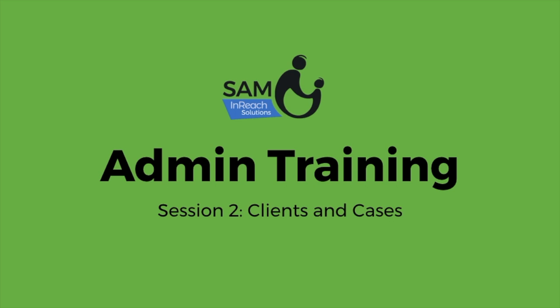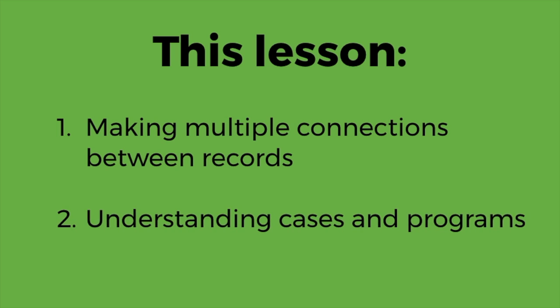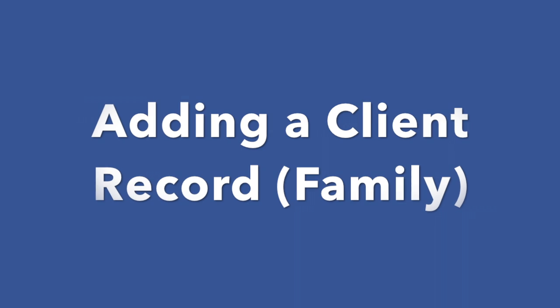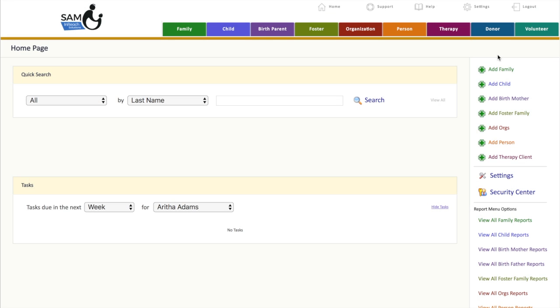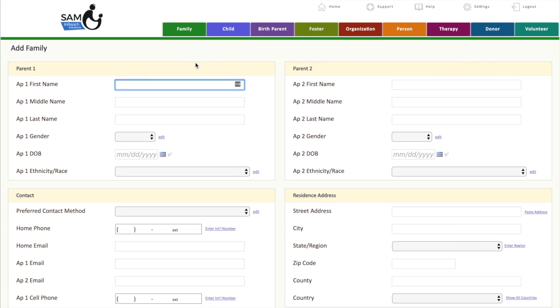Today we're going to dive deeper into how SAM handles multiple connections between records and how it handles your client programs. We're going to begin by adding a client record. We'll start with a family. Just like adding persons and organizations, you can access client add forms from the home page or behind each client tab. When we click Add Family, we are taken to an intake or add form.